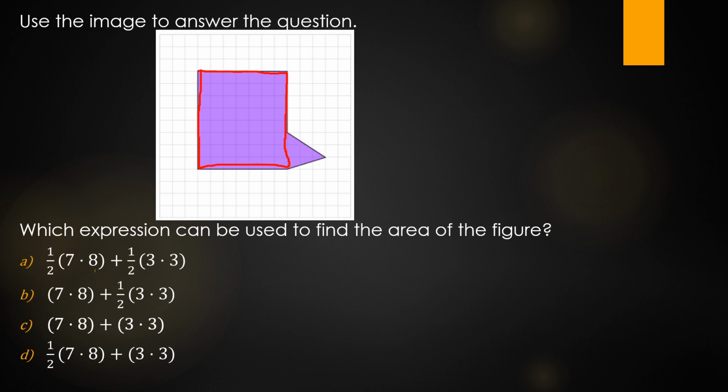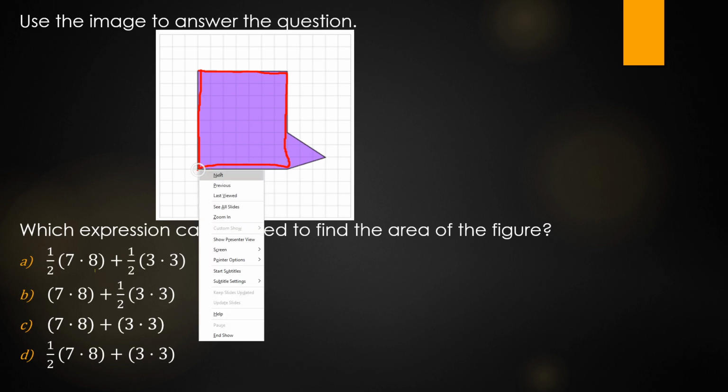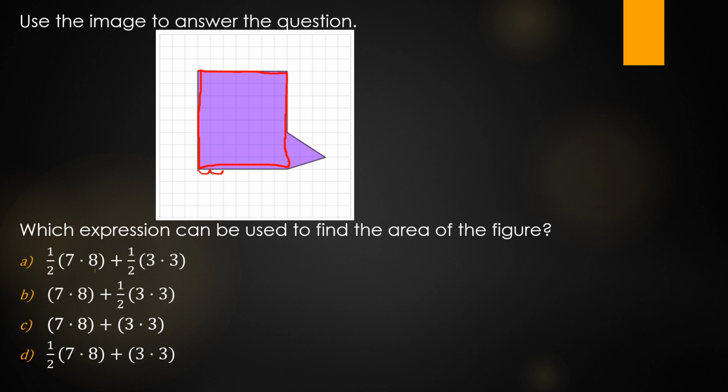Okay, so starting with our rectangle, I need to count my length and width. So starting here, I have 1, 2, 1, 2, 3, 4, 5, 6, 7. And then going up, I have 1, 2, 3, 4, 5, 6, 7, 8. So to figure out the area of my rectangle, I'm going to do 8 times 7.